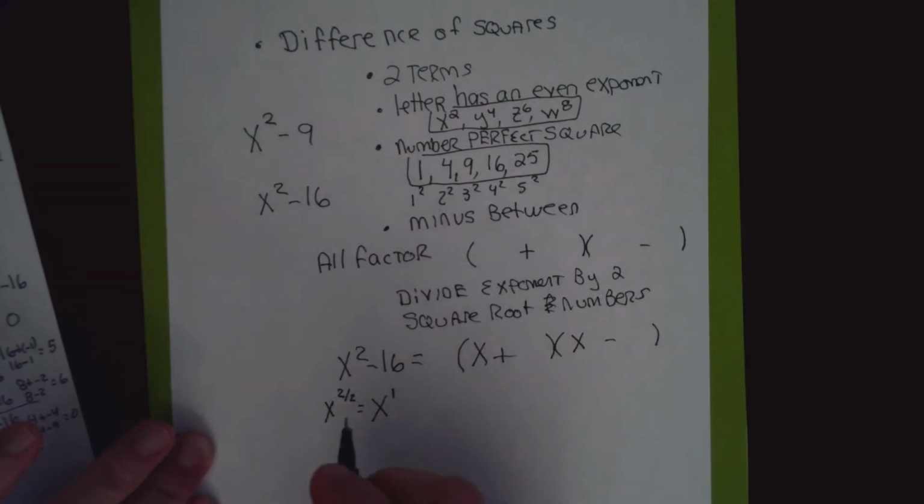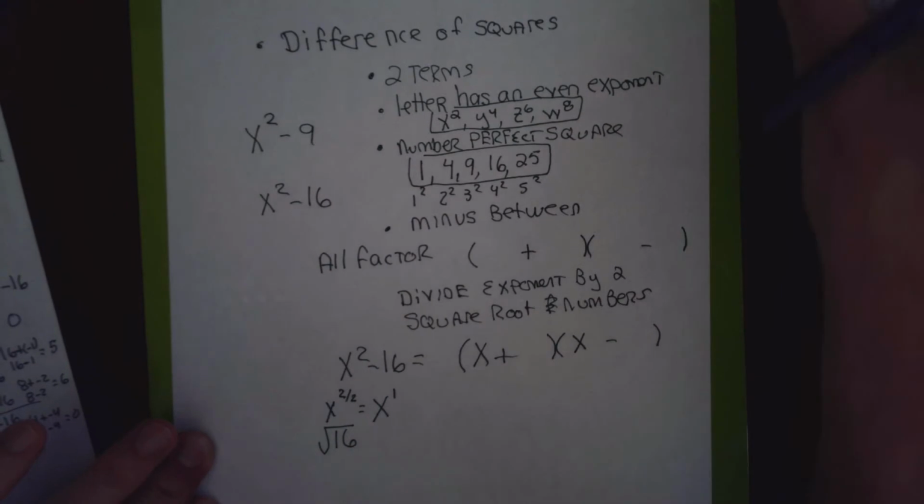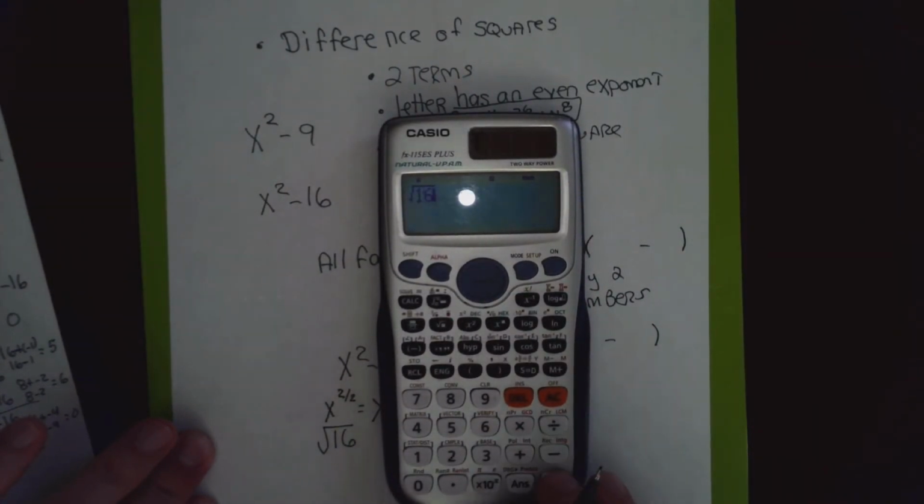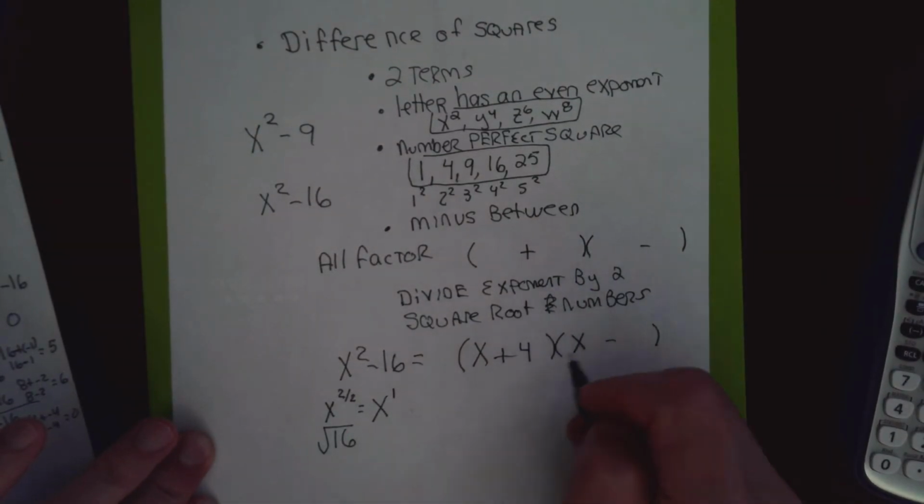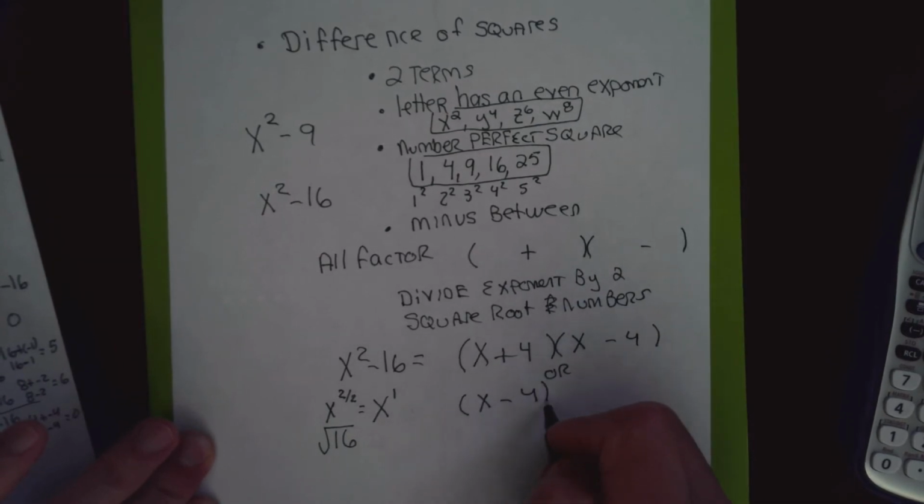I have my signs in. The numbers I'd get by square rooting the number, not worrying about its sign right now. And if I square root 16, I get 4. One parenthesis will get a positive, the other gets a negative, and both of these would be considered correctly factored.